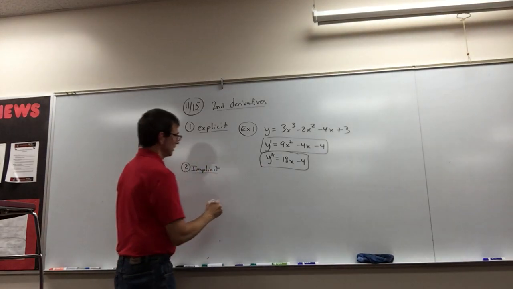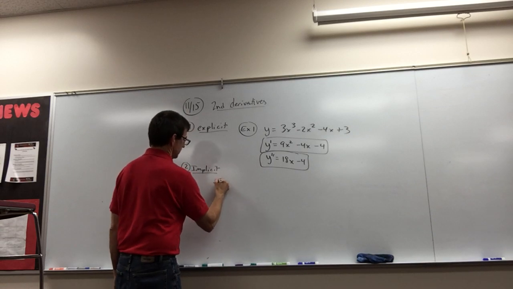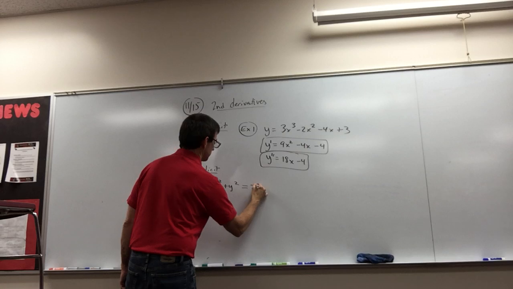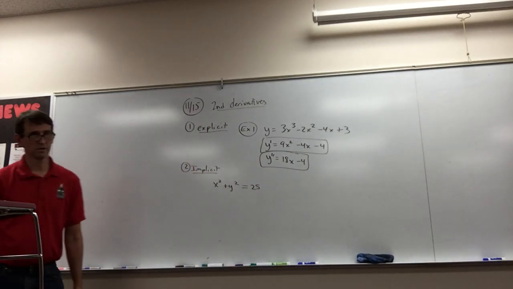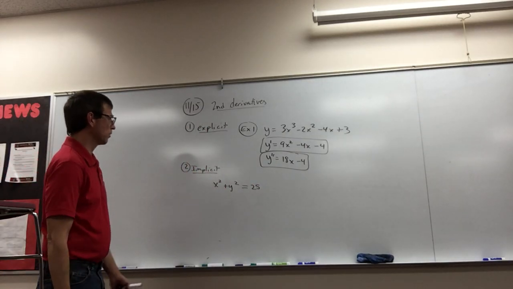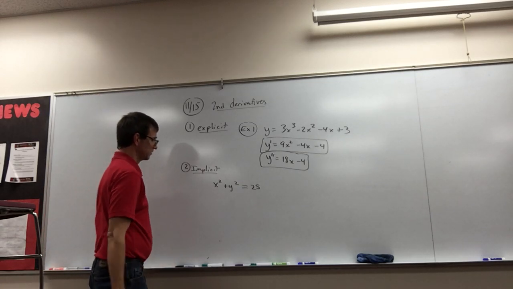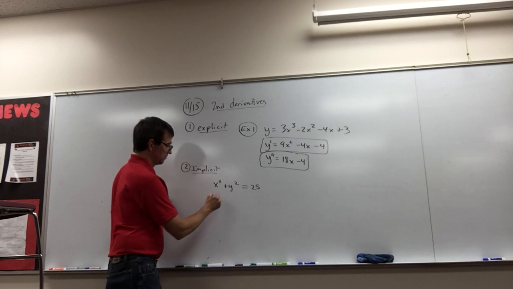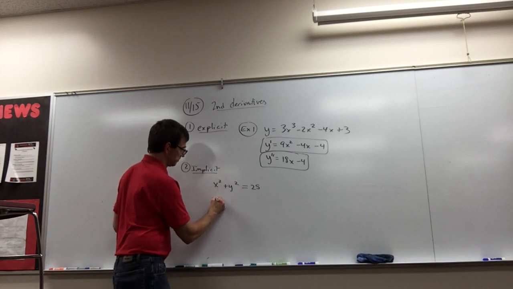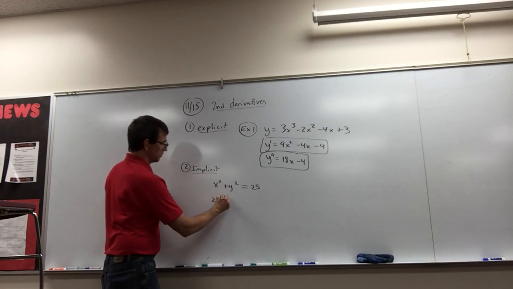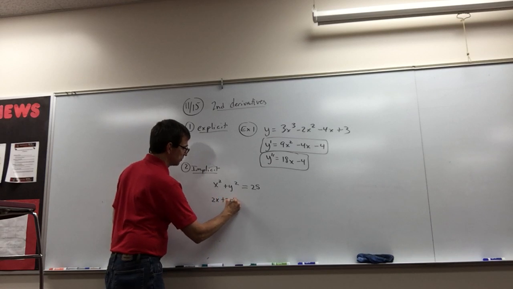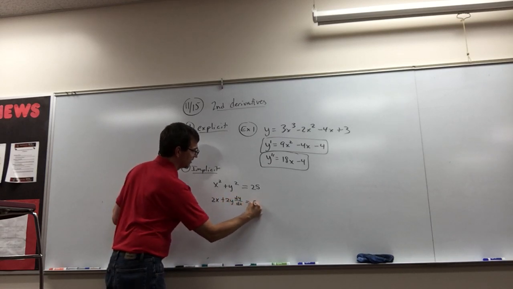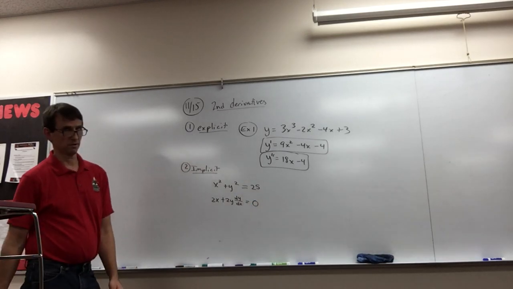So an implicit example could be something like x squared plus y squared equals 25. So here's an equation where now we're going to take the first derivative. And to do the first derivative, we've got to do our derivatives of the different parts. So when we do the x, we just get 2x. But when we do the y, we end up with 2y dy/dx. And then a constant's derivative is 0.